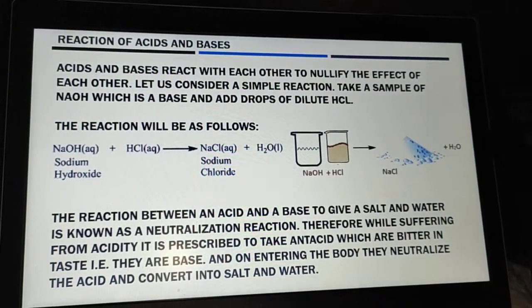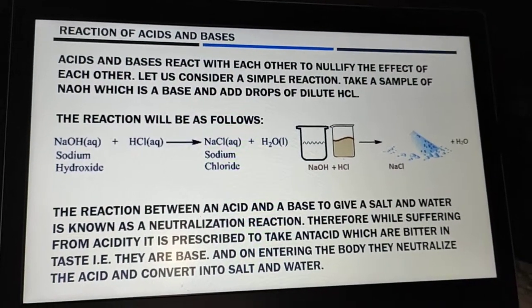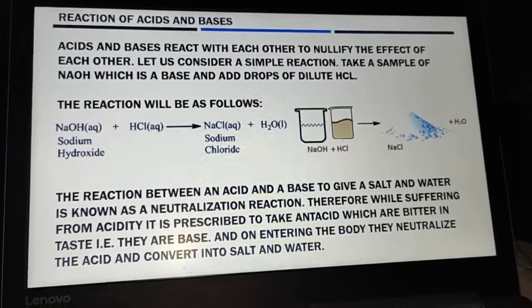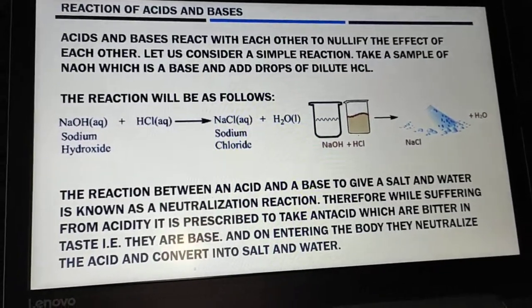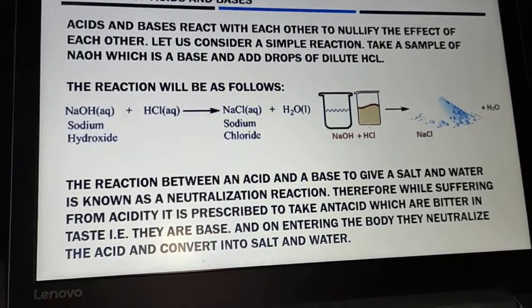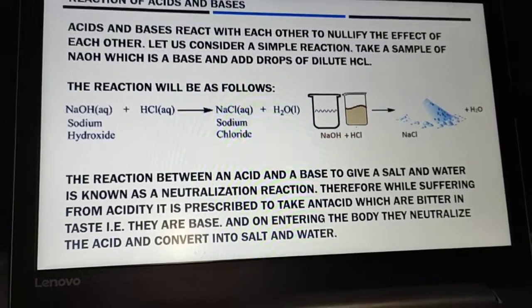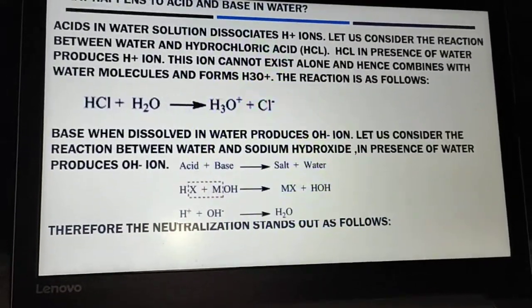So here is a reaction of base. One reaction was left to explain a little, though I have already done this. Neutralization reaction in the form of a figure: NaOH plus HCl gives NaCl plus H2O. That I have already done. Neutralization reaction.